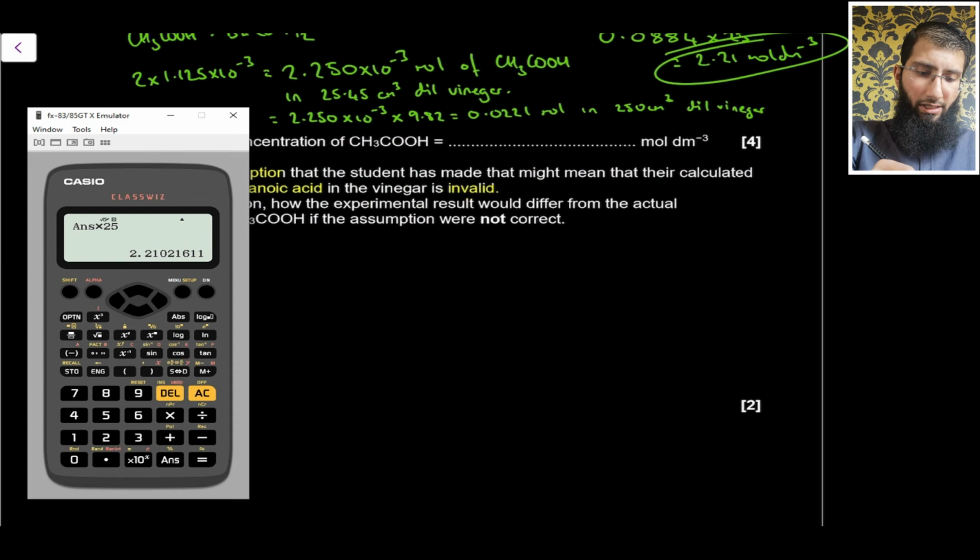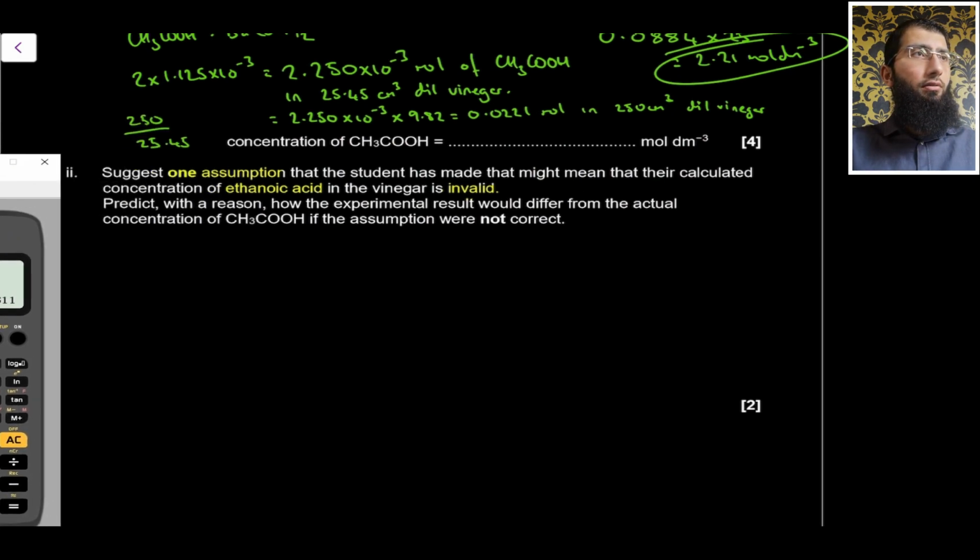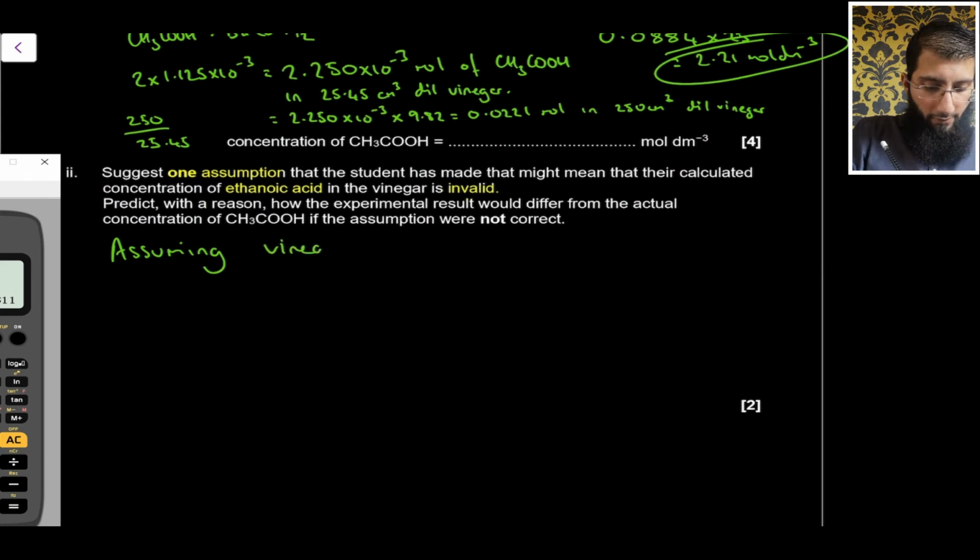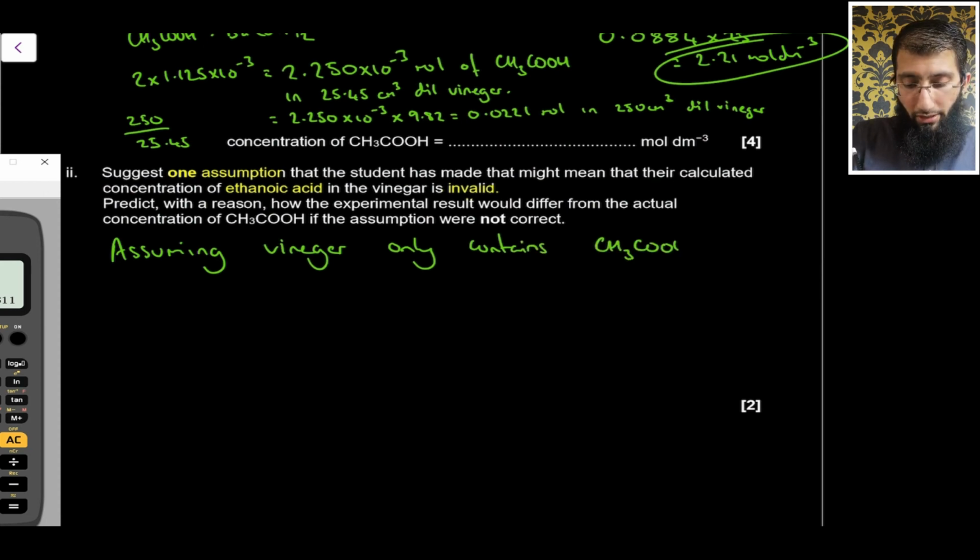So the assumption must be, we are assuming, vinegar only contains ethanoic acid, CH3COOH. There could be other acids, there could be other components that are going to affect it. So predict with a reason how this will cause the experimental concentration to differ from the actual concentration.